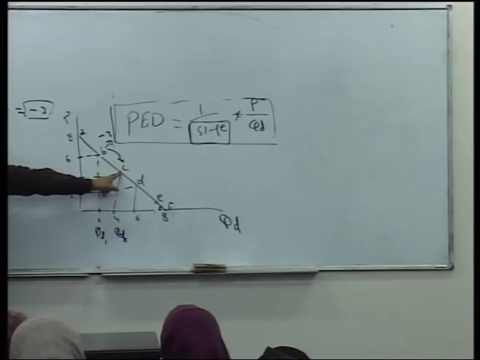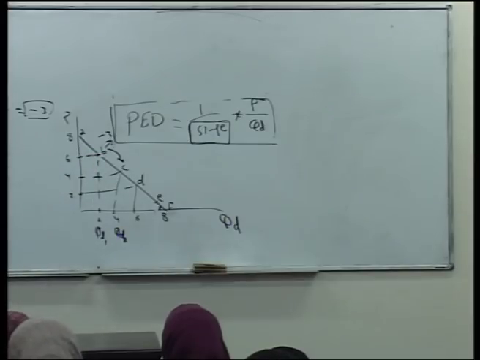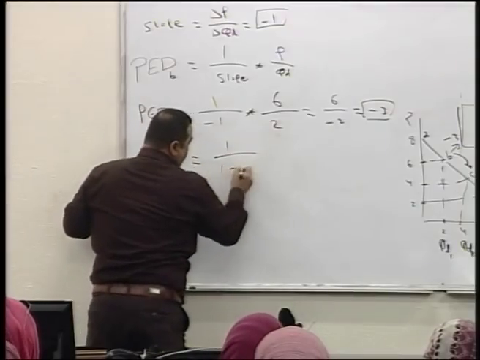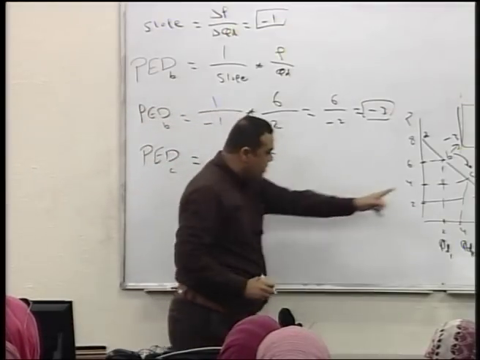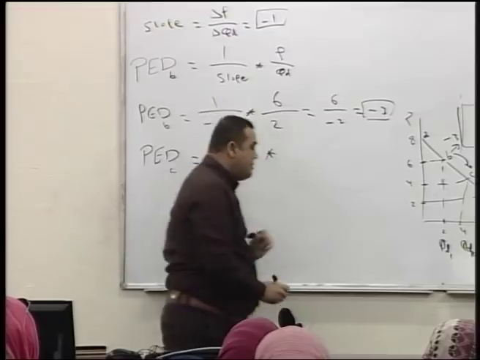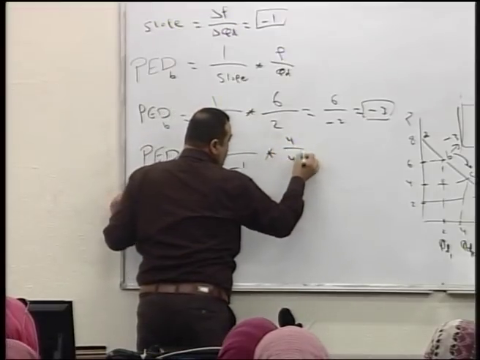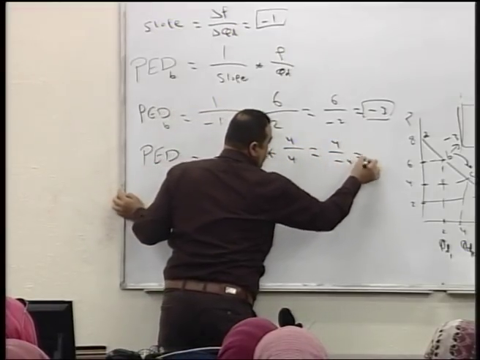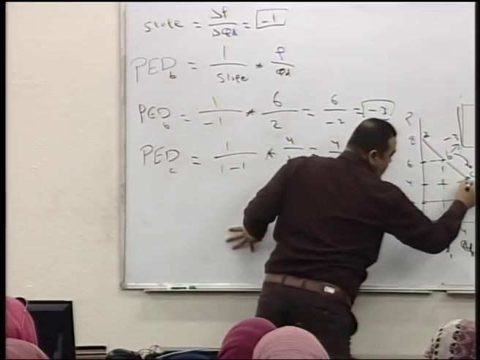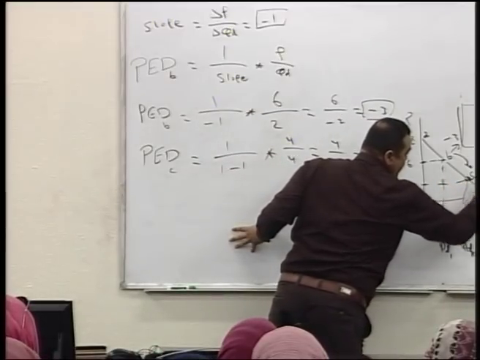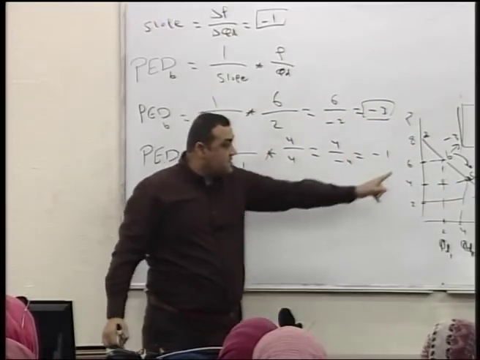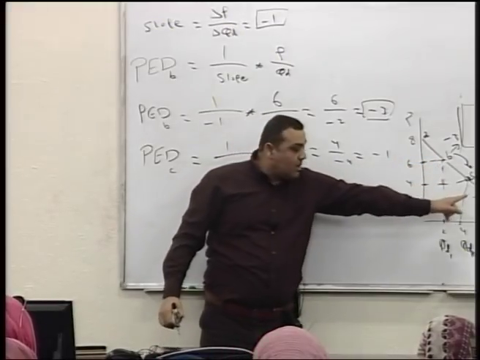What about point C? The price elasticity of demand at point C is 1 over minus 1 times 4 over 4, which is minus 4 over 4, equals minus 1. So here the demand is unitary elastic, and above it is elastic. What about point D here?